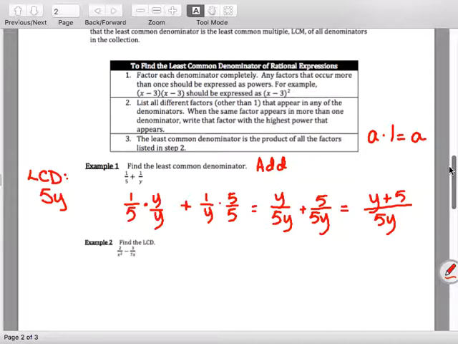Can I cancel the y's or the 5's? No, absolutely not, we cannot. They have to be factors in order to be able to cancel. Sums and differences separate terms. We can't cancel terms. Let's talk about restrictions. You set the LCD equal to 0, and that's your restriction, so y can't be 0.